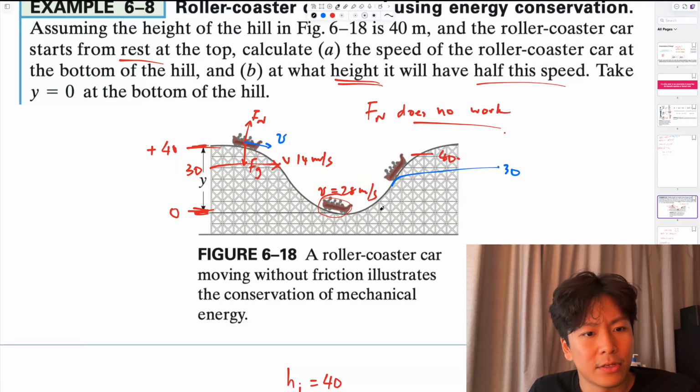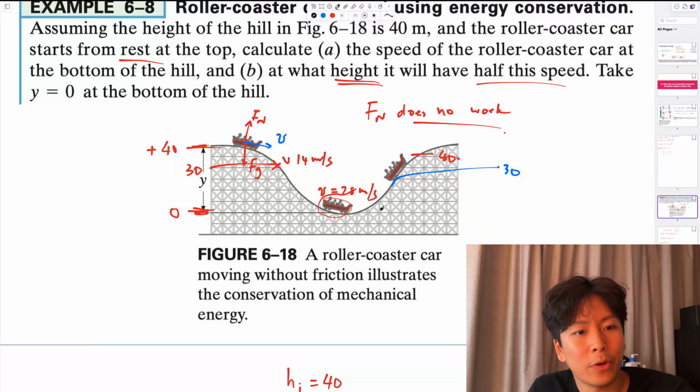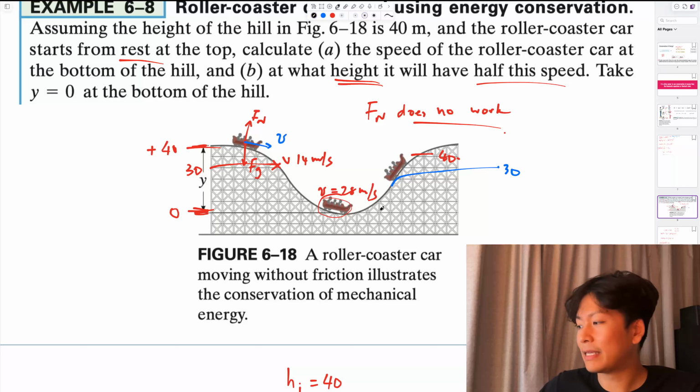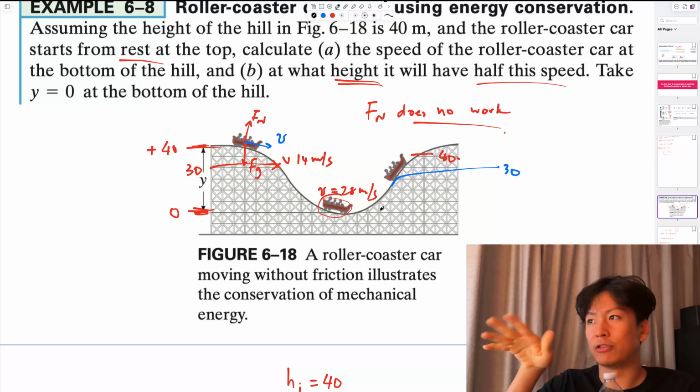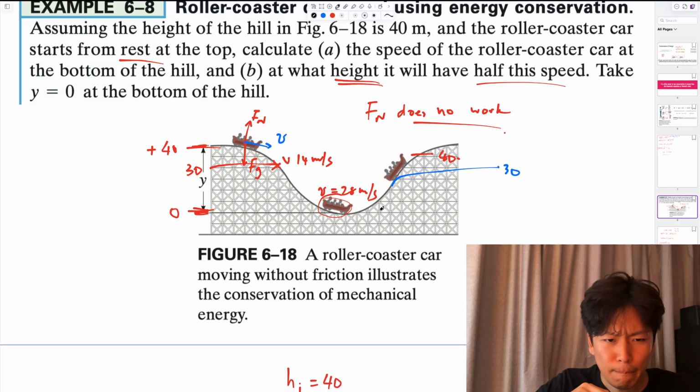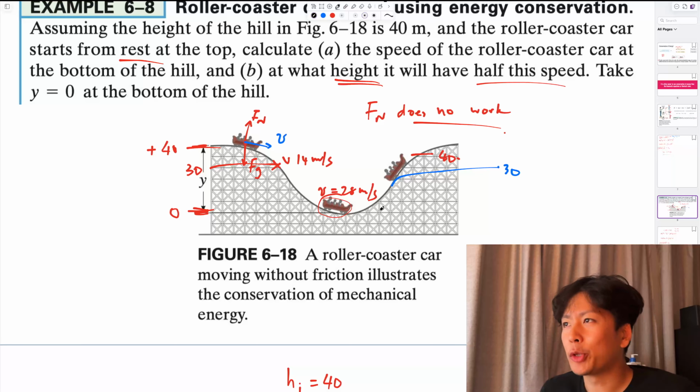Cool. So what happens if I actually add friction to the system? Have a think about that. What actually happens if I add friction to this kind of system?